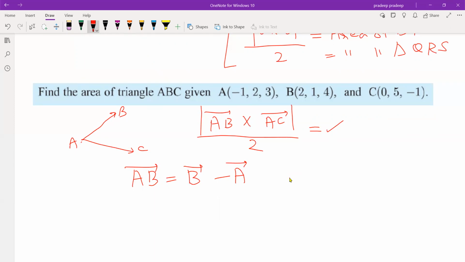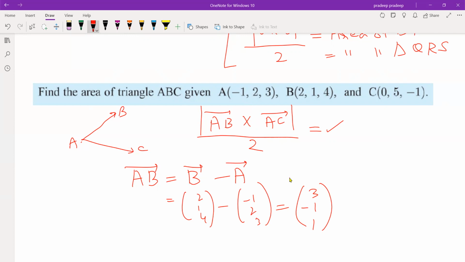Yes, sir. AB is 4, -1 and 1. Okay, let me cross check. B is 2, 1, 4. A is minus 1, 2, 3. So we get 2 plus 1, Sheldon, the x component will be 3. 1 minus 2 is minus 1. 4 minus 3 is 1. So this should be your AB.